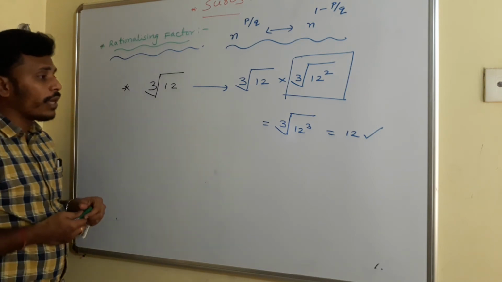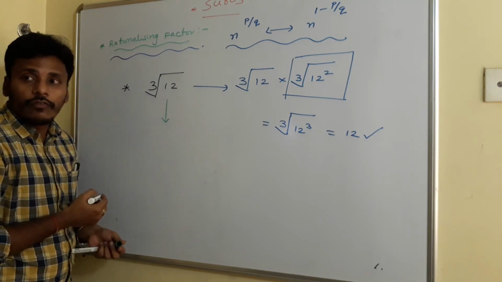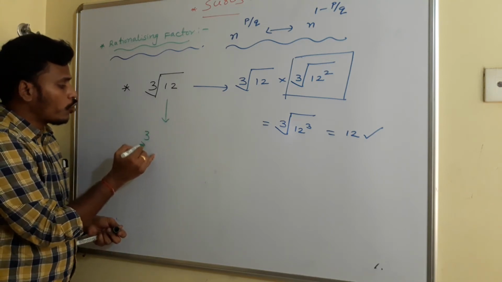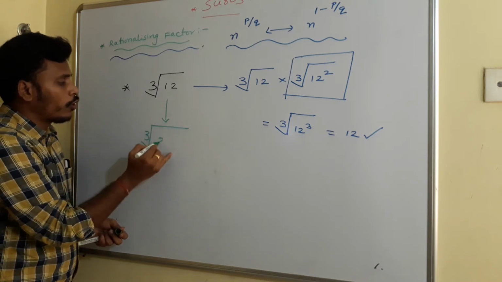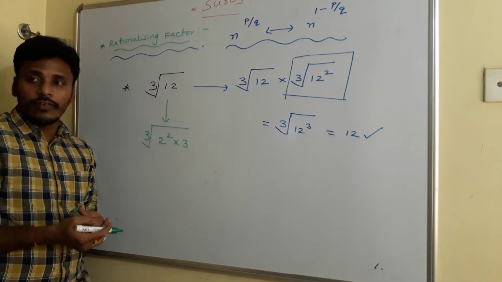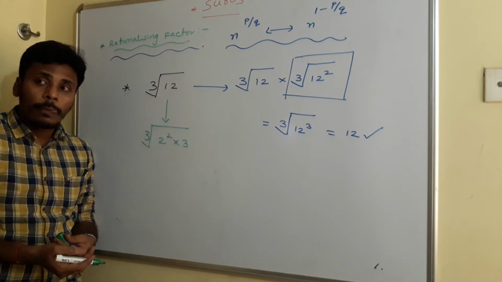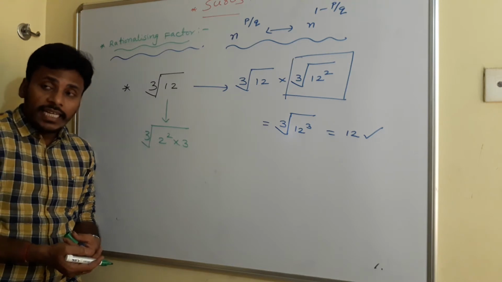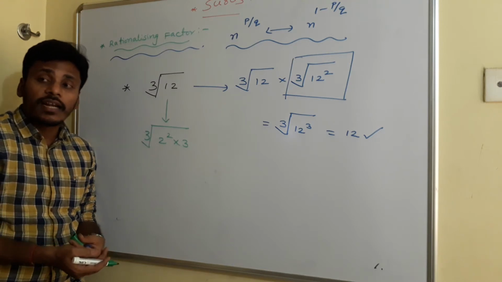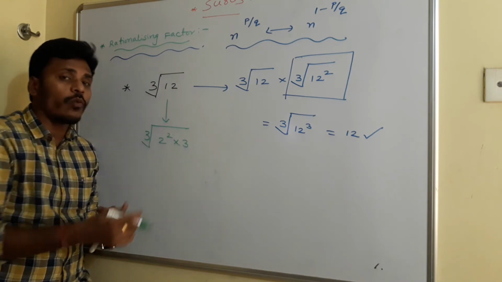And another person may think like this. The given number is the cube root of 12. First of all, he will try to simplify this. You can write it like the cube root of 2 square into 3. Is it right? The cube root of 12 is given, and I am writing it like the cube root of 2 square into 3. So, what do I need? I need every number 3 times under the cube root. But here 2's are there 2 times and 3 is there 1 time.